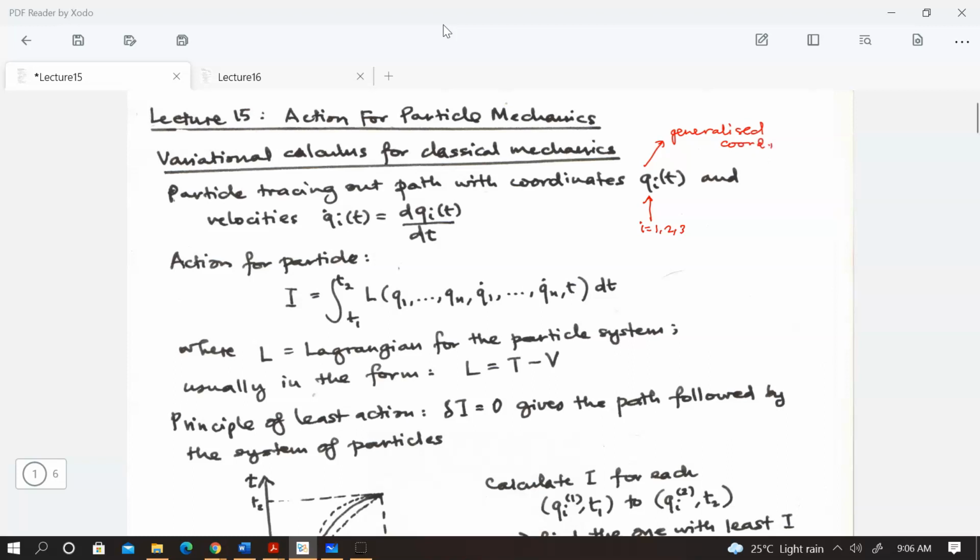By the way, can somebody confirm that you have done this before? Anyone? And this Lagrangian mechanics?